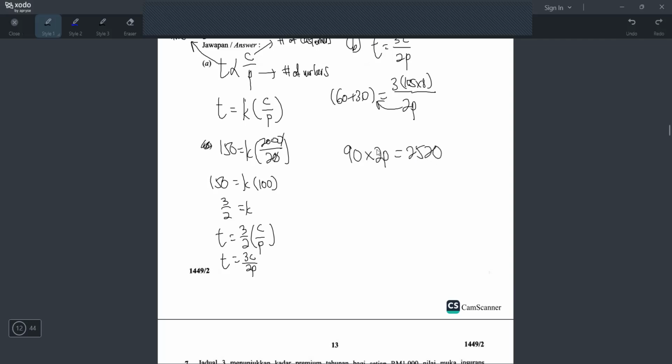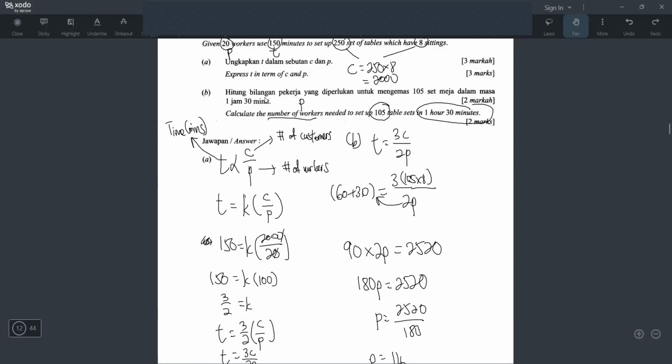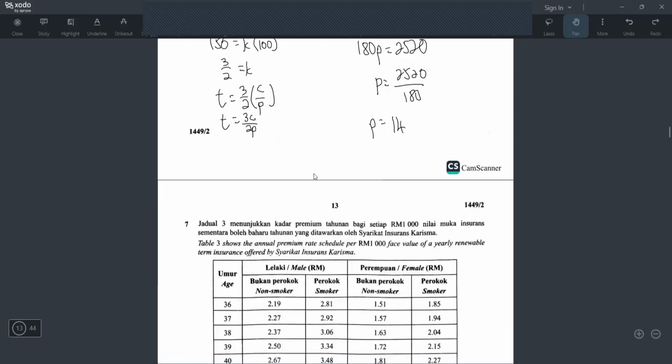And now how to find P? Well, you can move the 90 over there, or you want to take 90 times 2 first, up to you. Okay, let's do it like this. Let's take 90 times 2P, which is 180P equals 2520, and then P will be 2520 divide 180. If you press this, you will get the answer. My calculator gives me 14, right? And don't forget, this 14 is actually the P, which is the number of workers. So that's the answer. They asked you to find the number of workers. So yep, it's done. Let's continue.